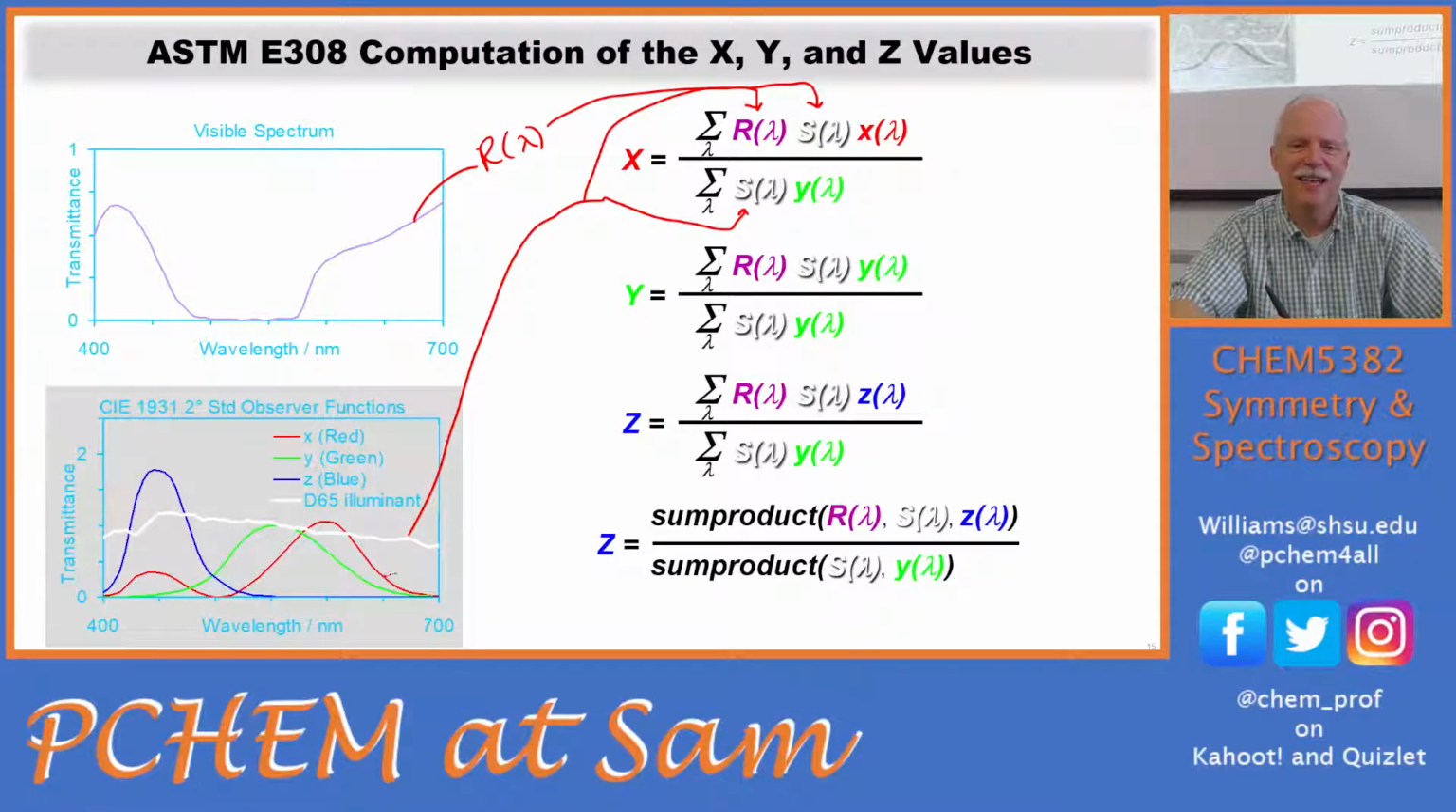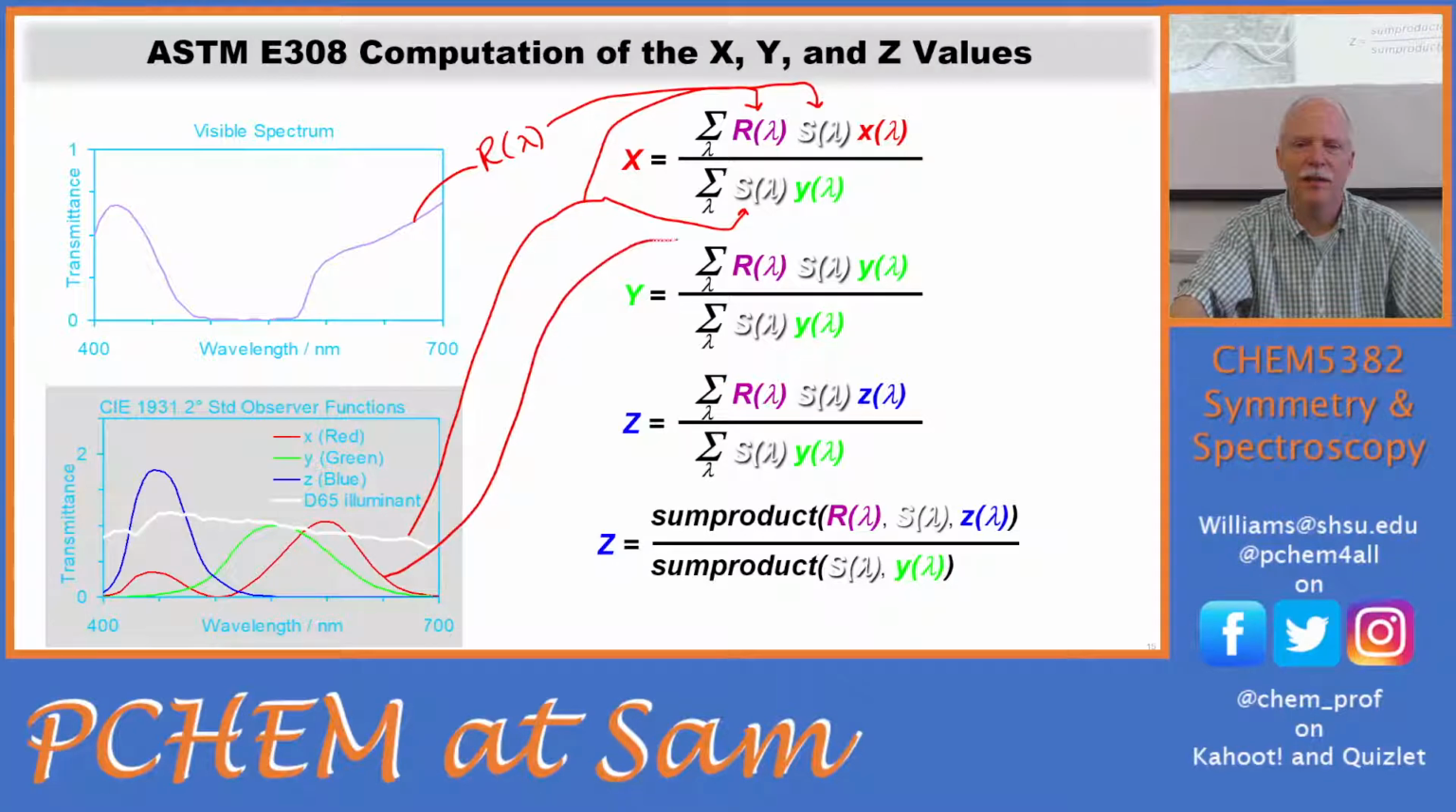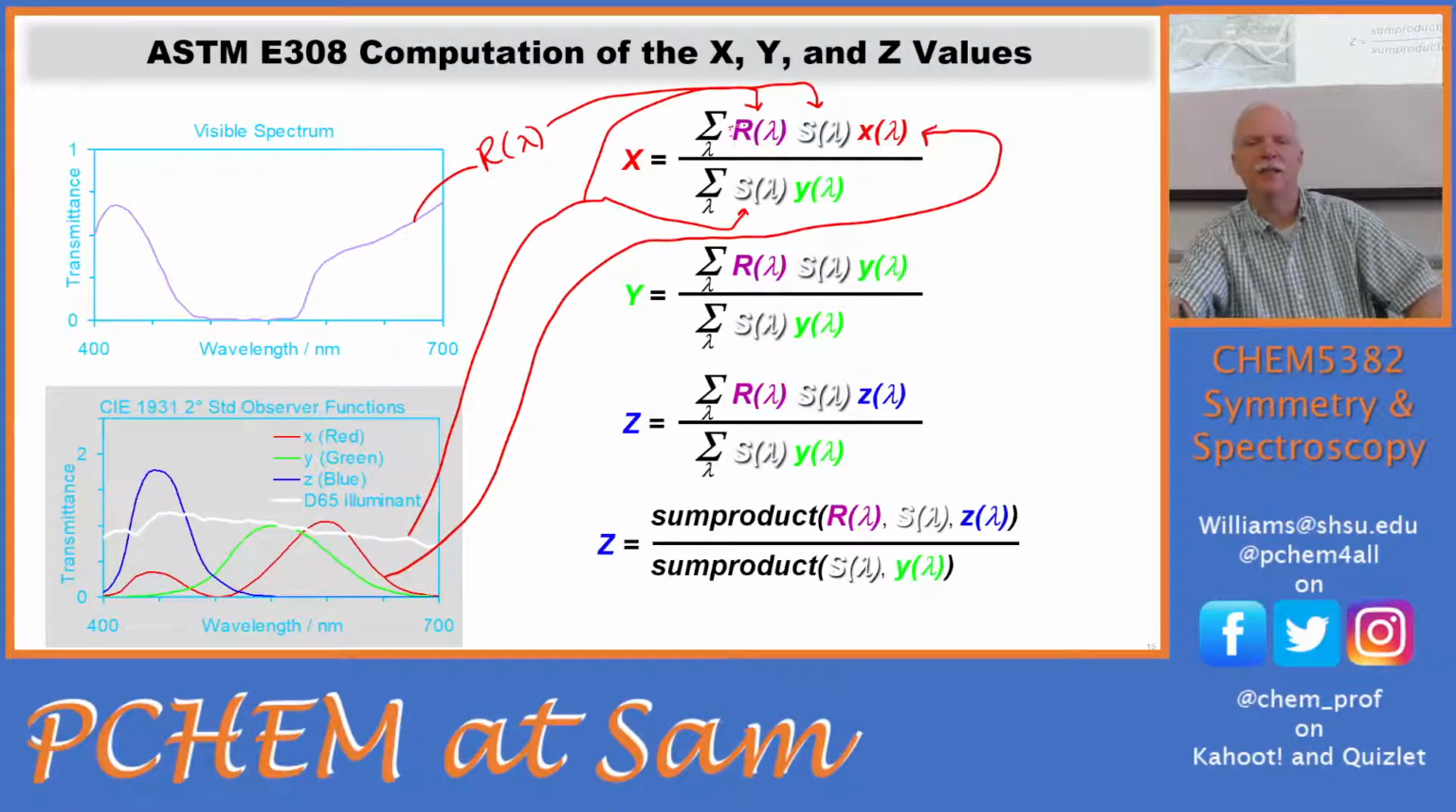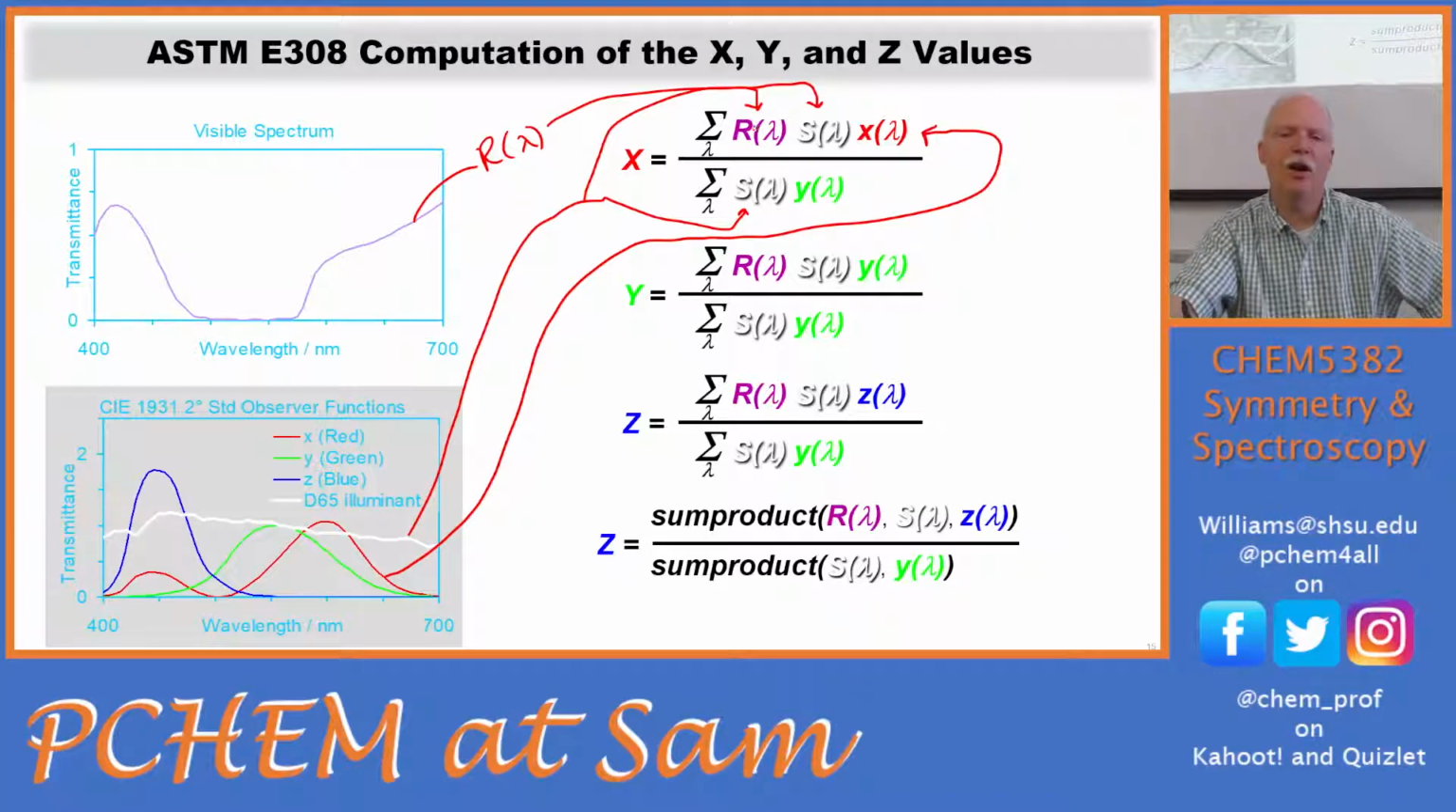All right, and then this is the X, the red one in this case. And so this is just every data point in the R column times every data point in the S column times every data point in the X column added together. And that's real easy in Excel. It's just this sum product. Okay. So I have sum product, and I can select the columns of data.